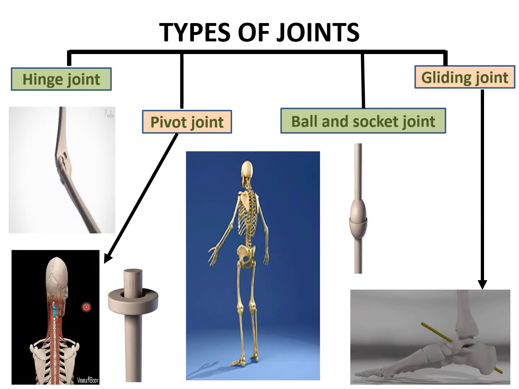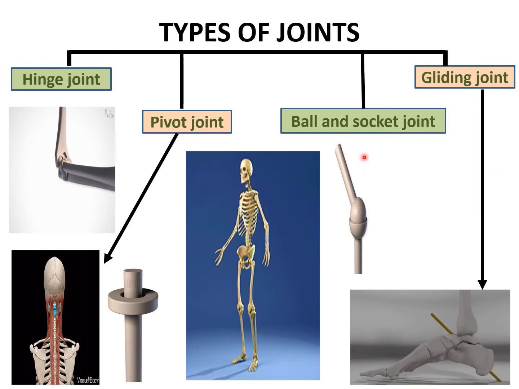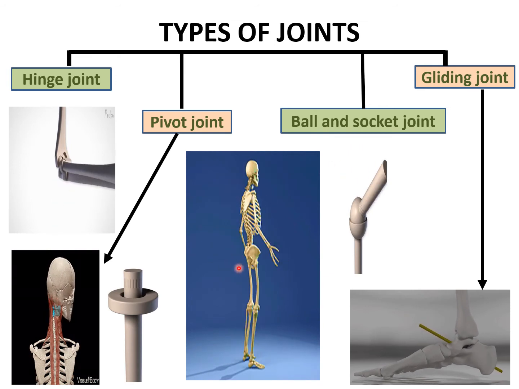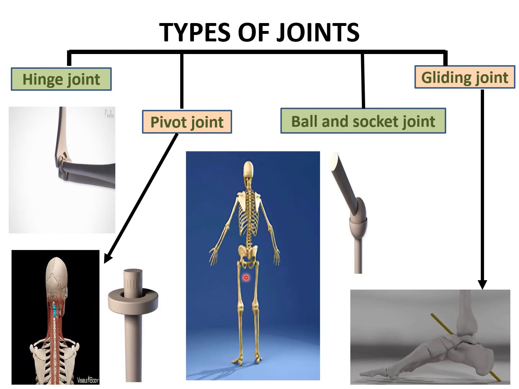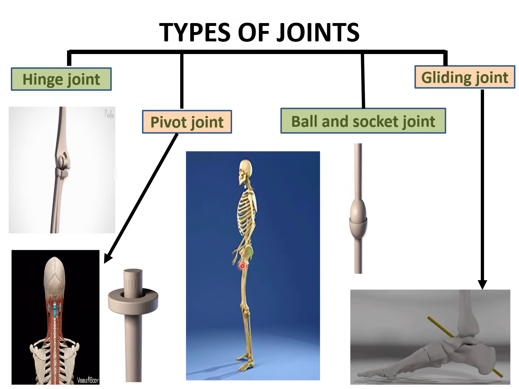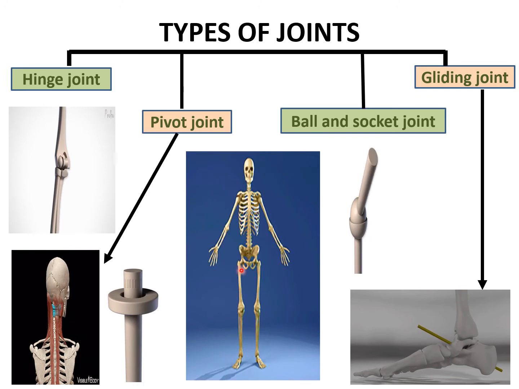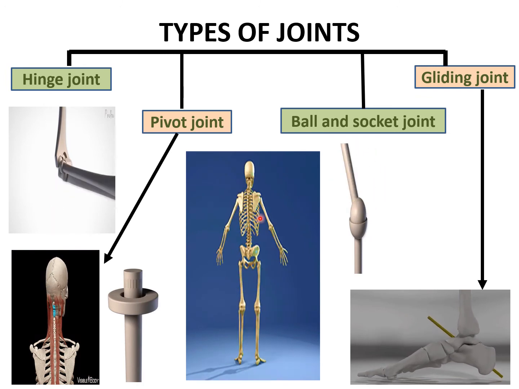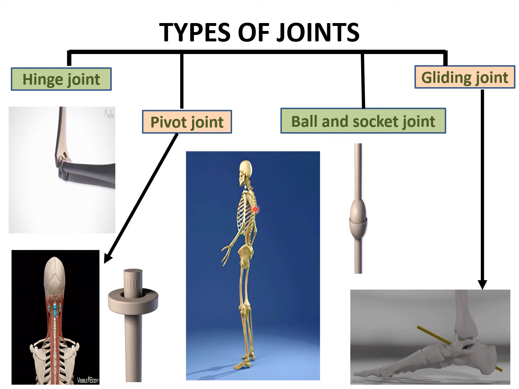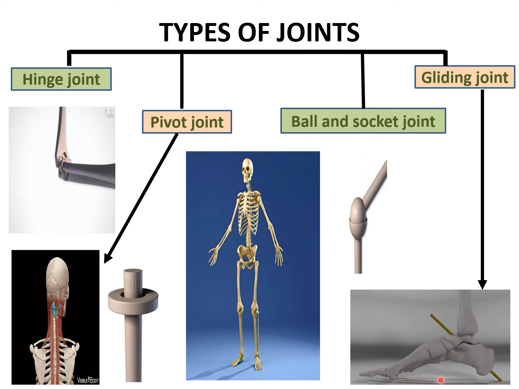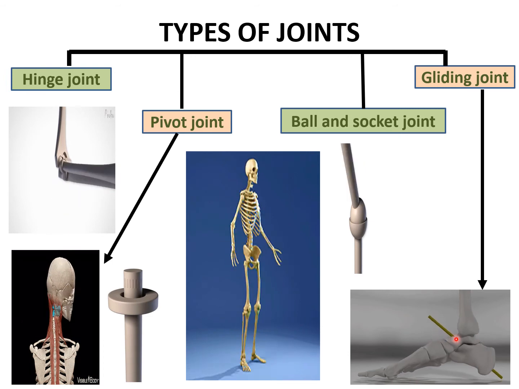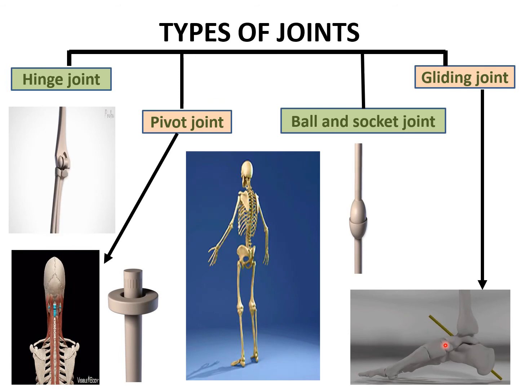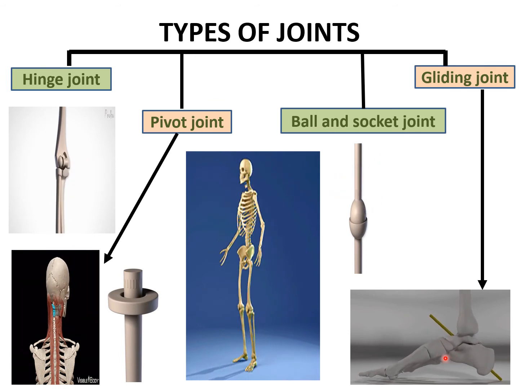Then you can see this ball and socket joint is found in this shoulder and the hip girdle where the leg is attached. This femur bone of your leg is attached to the hip girdle with the help of this ball and socket joint. And the upper arm also has a ball-like structure and it is moving in the socket of your shoulder girdle. Then this is gliding joint. You can see how this is gliding. This is your ankle and how it is going up and down and gliding. This is called gliding joint.